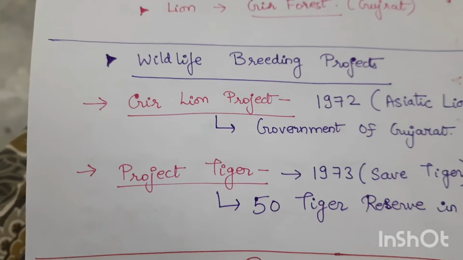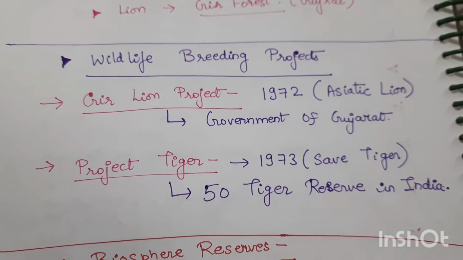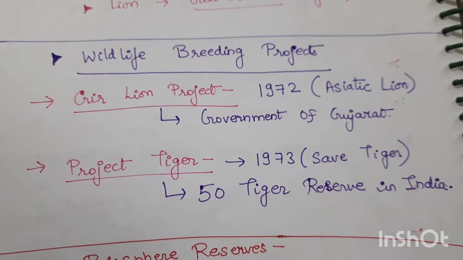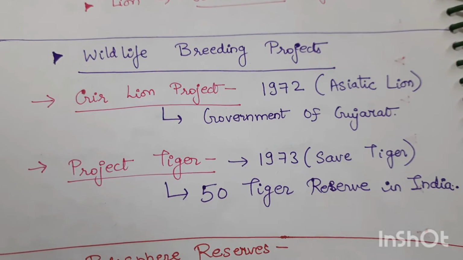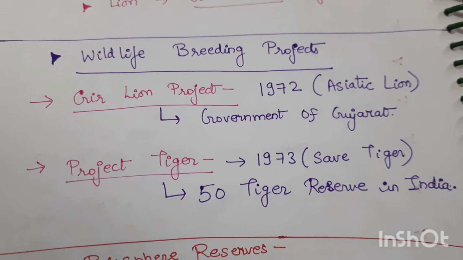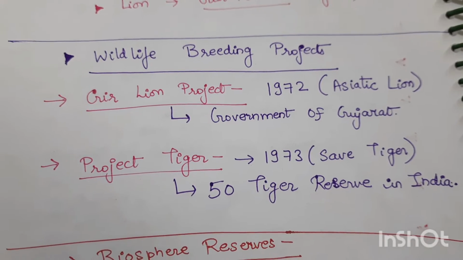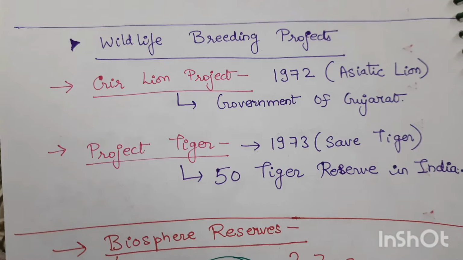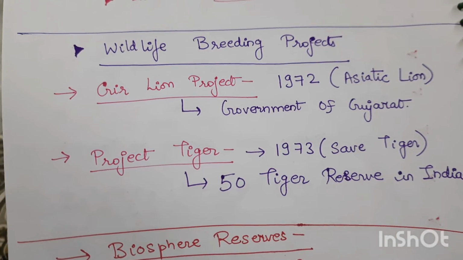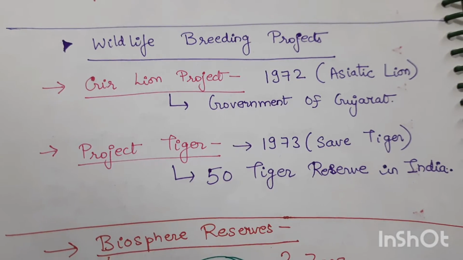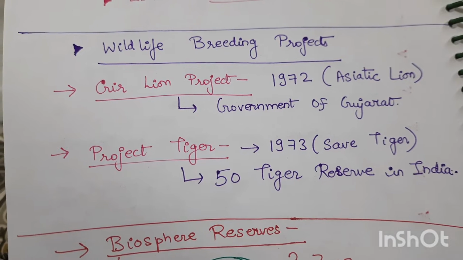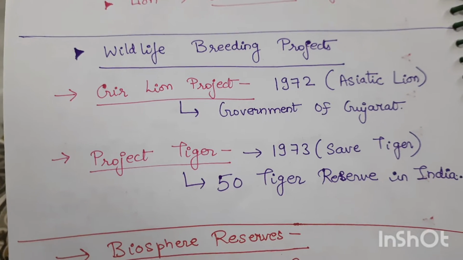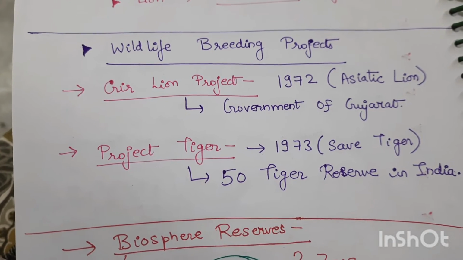Okay, next is wildlife breeding. The wildlife breeding has two projects. One is the Gir Lion project. In 1972, the Government of India started this project for the Asiatic lion. Asiatic lion, Gir Lion project. Next is Project Tiger in 1973. Save Tiger was the theme, and there are 50 tiger reserves in India right now.